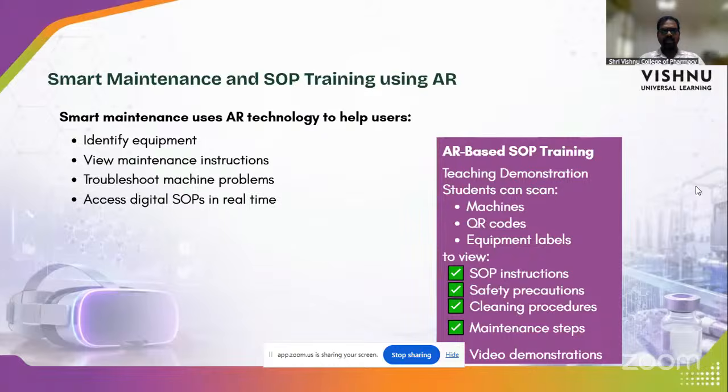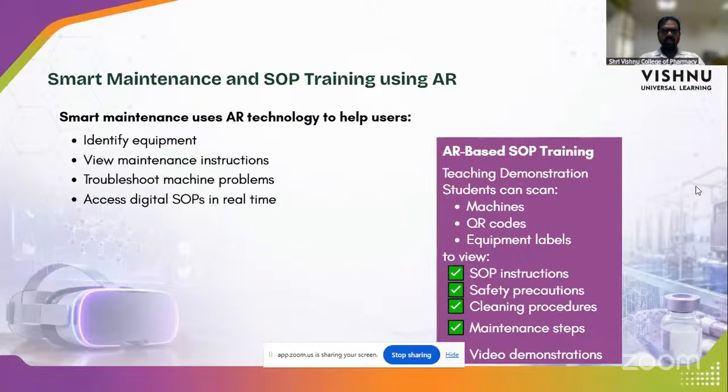So next important thing is smart maintenance and SOP training using AR. In the era of 3.0 and 2.0, we used to have a lot of physical SOPs and procedures for the maintenance of the labs and equipments. But now, identify equipment, view maintenance instructions, and all, we can update them using the technology, and people who go to the equipment or the machine can easily understand the possible troubleshooting. And also we can access digital SOPs in real time using this AR technology.